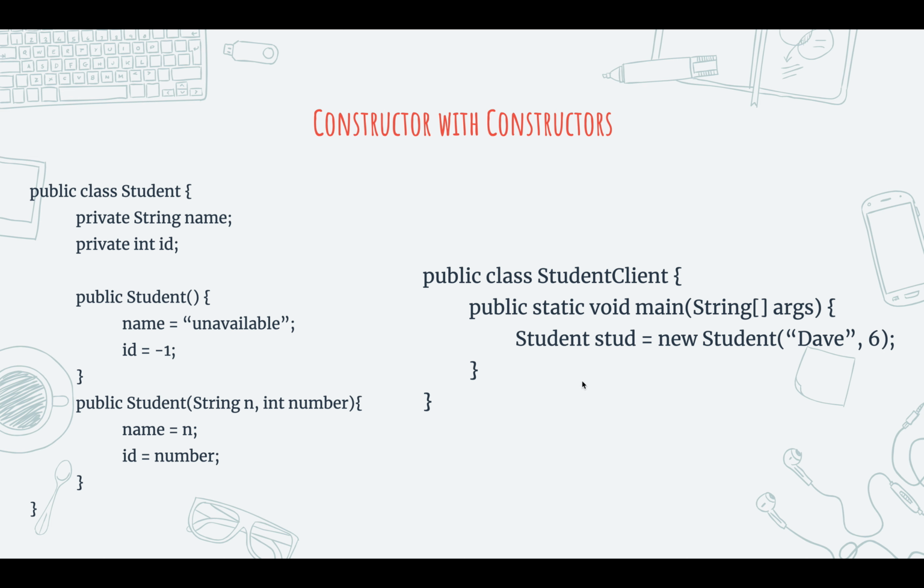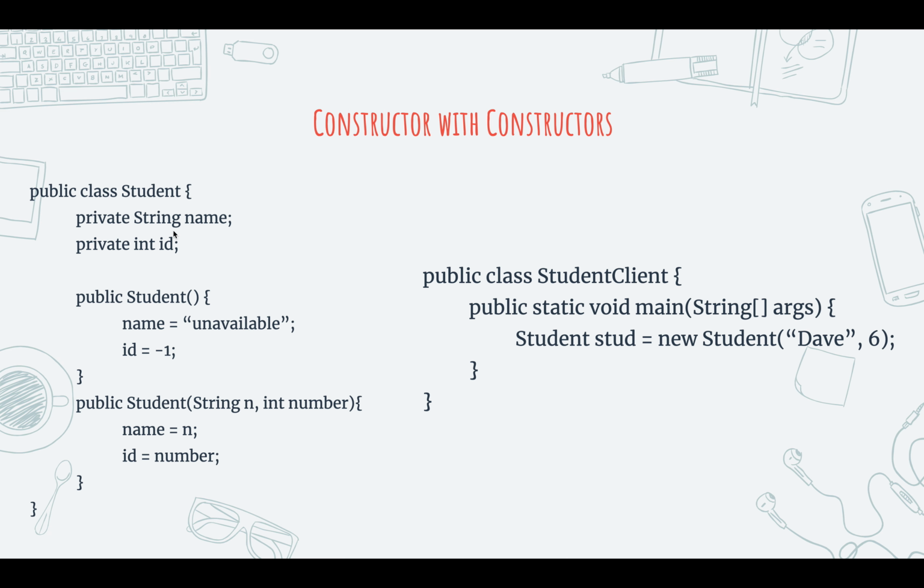And when we call Student stud equal to new Student with the arguments "Dave" and 6, then what happens is that instead of calling this method, it calls the second method. Public Student(String n, int number). The value Dave goes into this argument. The value 6 goes into integer number. So String n is going to be equal to Dave. Integer number is going to be equal to 6.